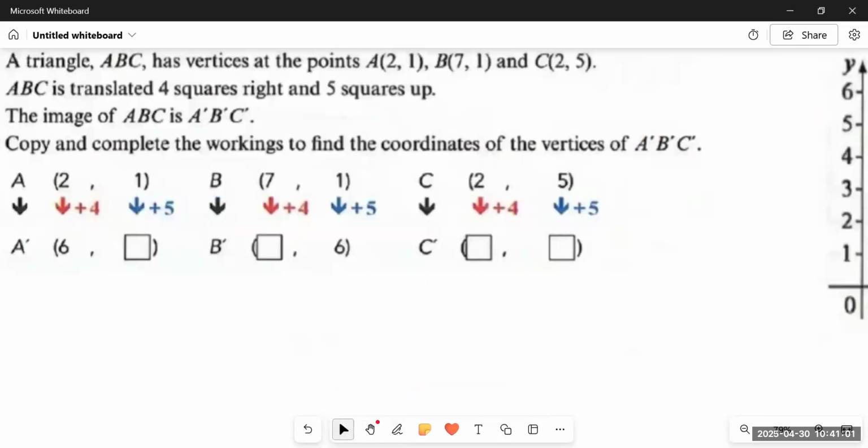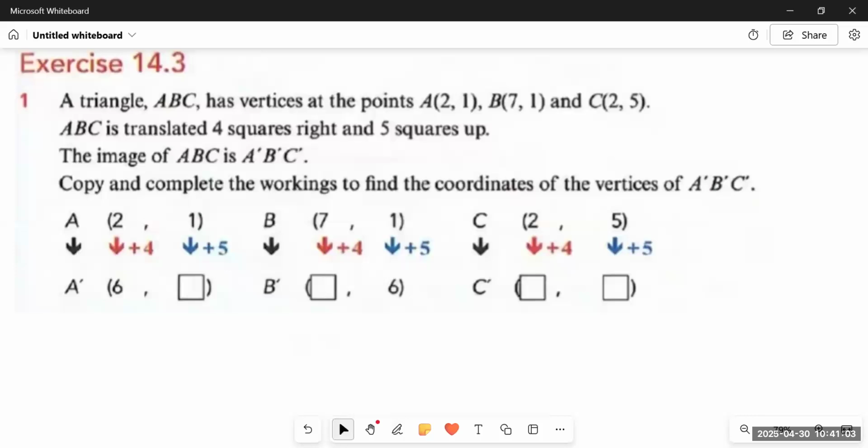Now let's move to question number 1 of exercise 14.3. It says a triangle ABC has vertices at point A 2, 1, B 7, 1, C 2, 5. You just have to focus on the wordings of the translation. So if they say the squares are going to the right, it means you have to add to the x coordinate. Right or left? For right or left, we are going to add or subtract into the x coordinate. And for up or down, we will have to add or subtract to the y coordinate.